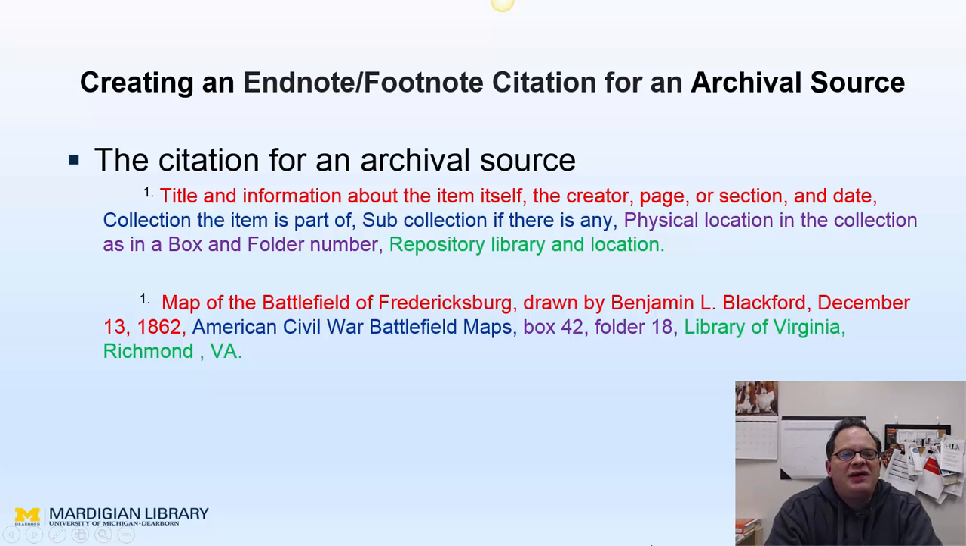And here is the criteria for creating an endnote or footnote citation for an archival source. Now, I'm doing something a little bit different here because I've color-coded the criteria, and I've left the color coding on the screen. The color coding is just simply to show you where one criteria ends and the other criteria begins. Okay? So hopefully that will help guide you when you're creating this type of citation.